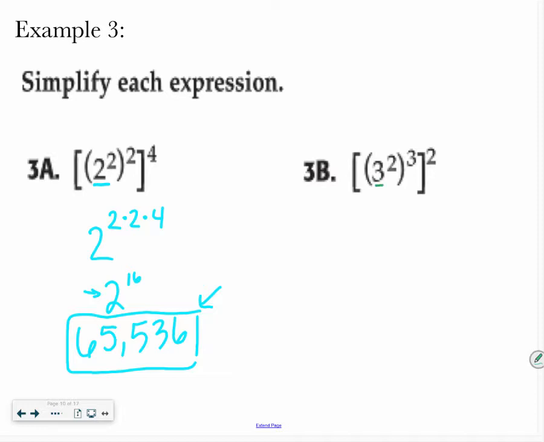Okay, so here I have a base of 3, and I have to the 2nd, to the 3rd, and to the 2nd power. So that becomes 3 to the 12th power, or 531,441.